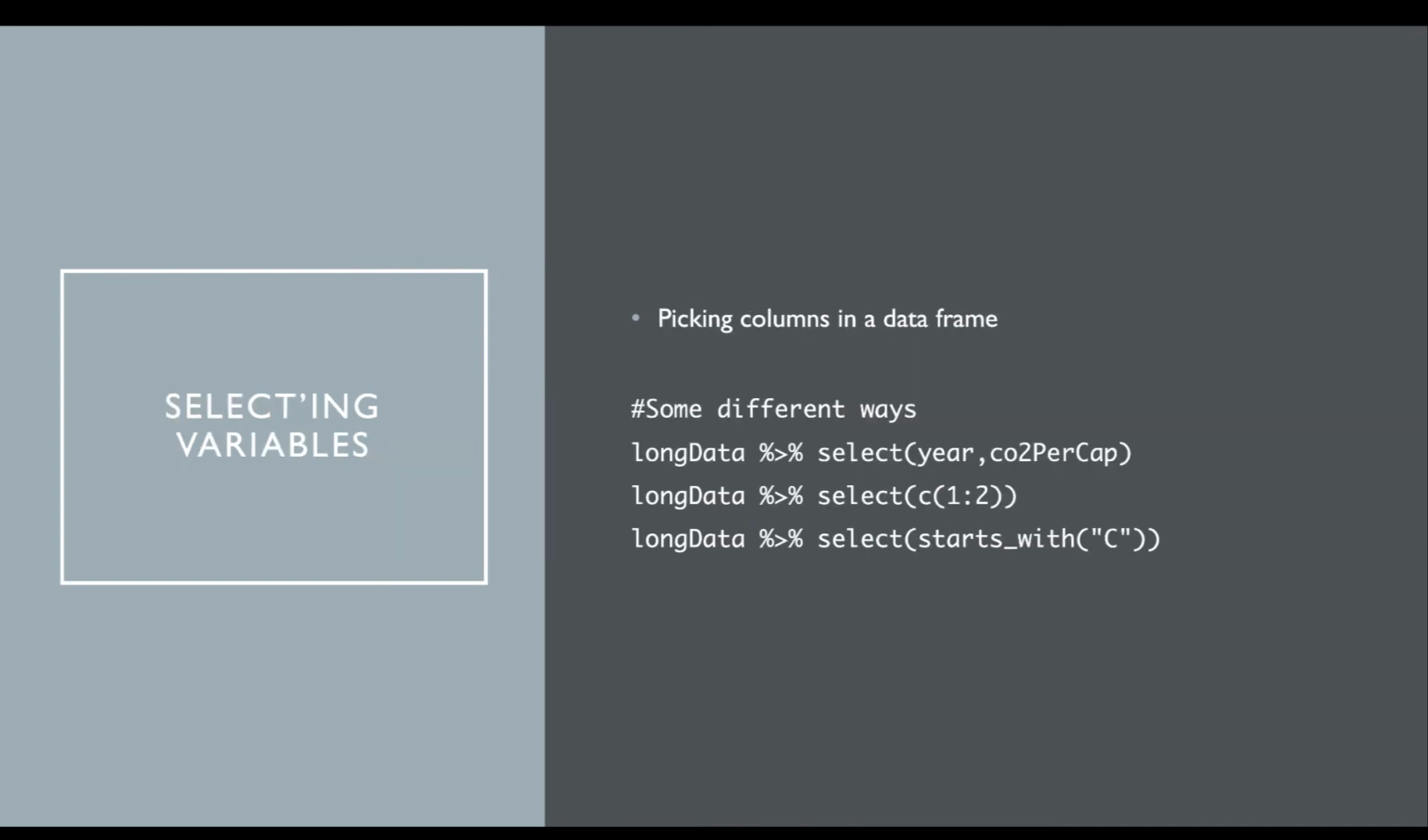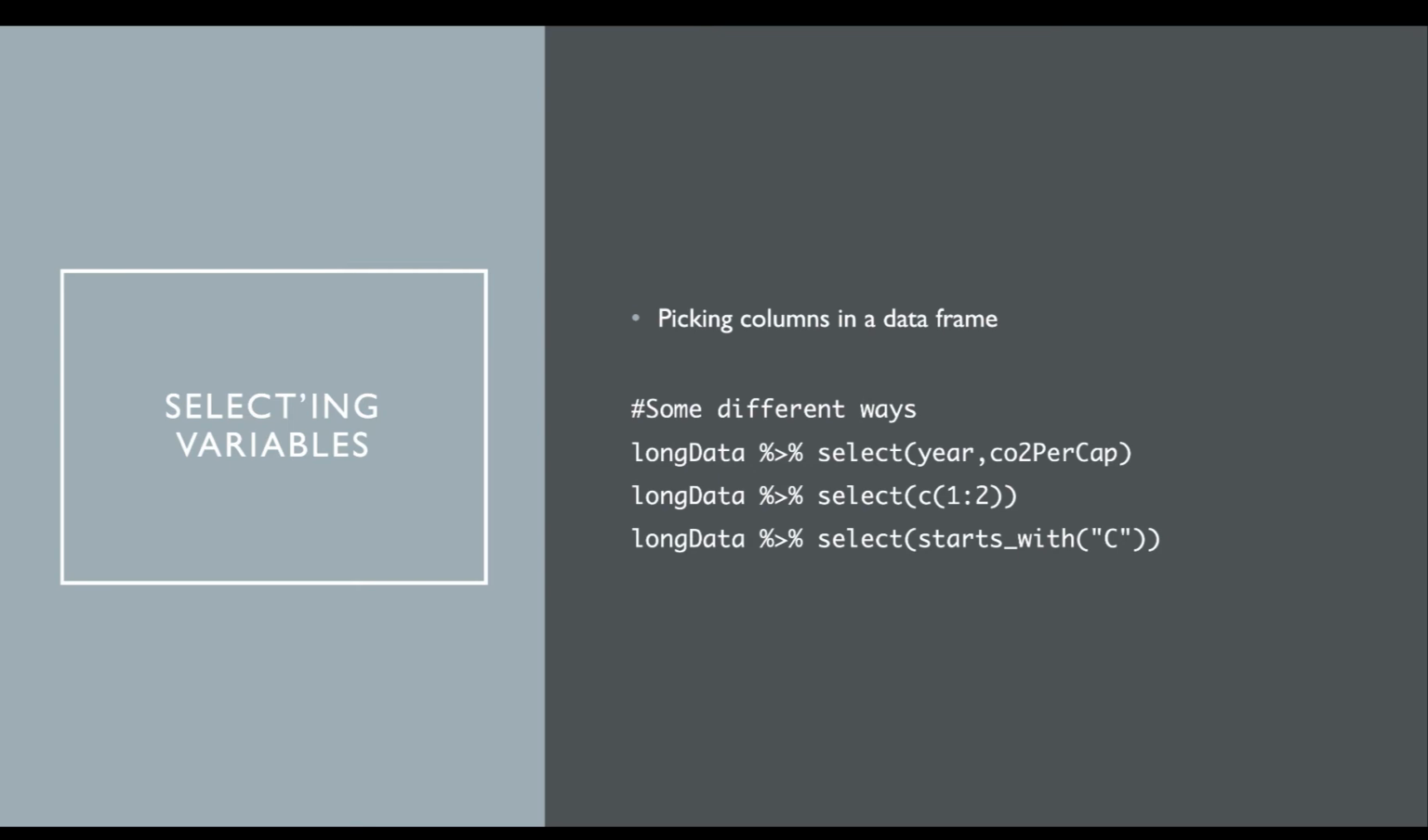Let us take a look at some of the transformations that dplyr allows. One of the operations that dplyr allows us to do is to select columns using the select function. In the examples you see in front of you, we are selecting variables in a variety of different ways. The first line indicates that from the long data frame, we are selecting two specific columns.